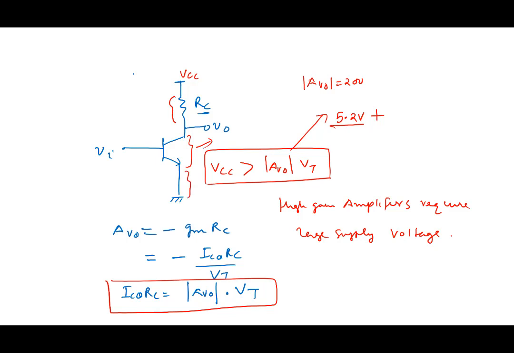Plus there's a drop here. You know, there's an emitter resistance and there's a drop here. So what you're finding is that the supply voltage is getting higher. On the other hand, if somebody were to just give you, say, a supply voltage of only 3 volt, what this is implying is that then the gain is limited. Right? So this circuit has this issue, that to get a high gain, we require a high supply voltage.